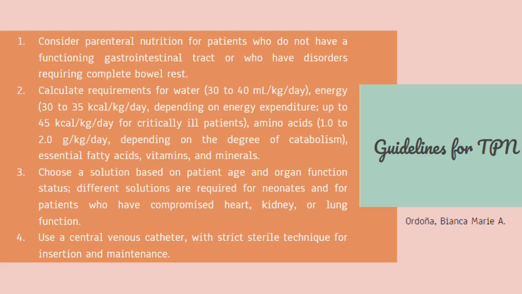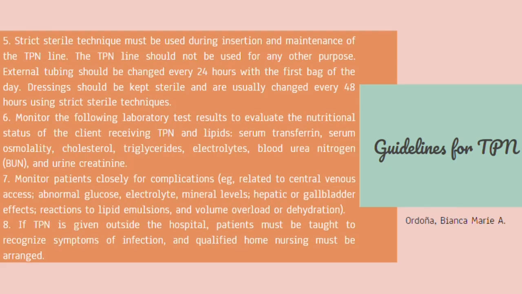Third, we choose a solution based on patient age and organ function status. Different solutions are required for neonates and for patients who have compromised heart, kidney, or lung function. Fourth, use a central venous catheter with strict sterile technique for insertion and maintenance. Fifth, strict sterile technique must be used during insertion and maintenance of the TPN line. The TPN line should not be used for any other purpose. External tubing should be changed every 24 hours with the first bag of the day. Dressings should be kept sterile and are usually changed every 48 hours using strict sterile technique.